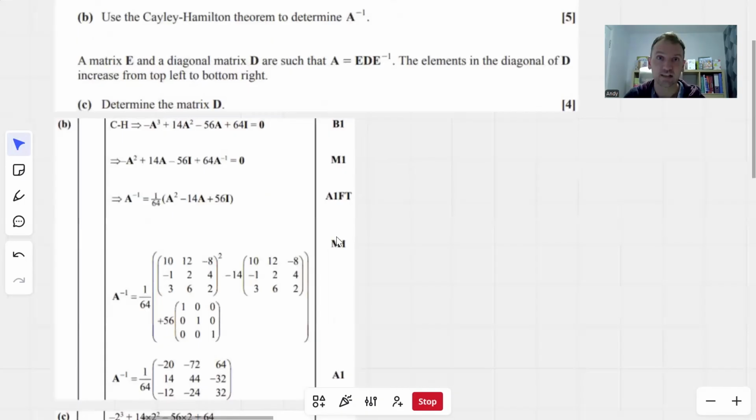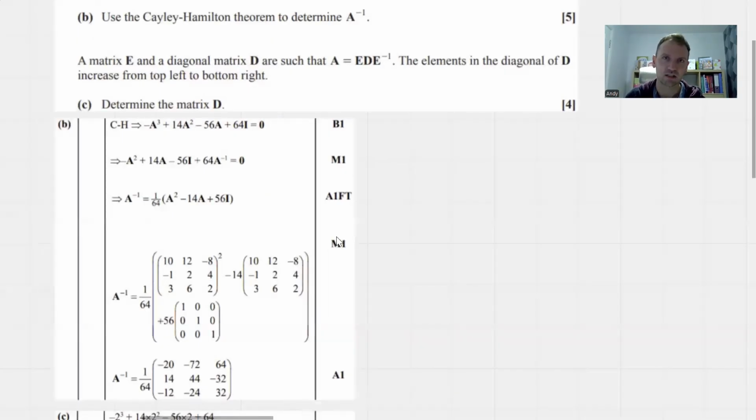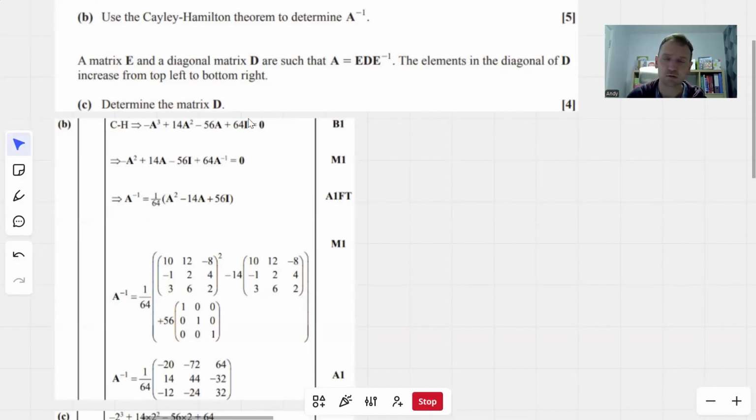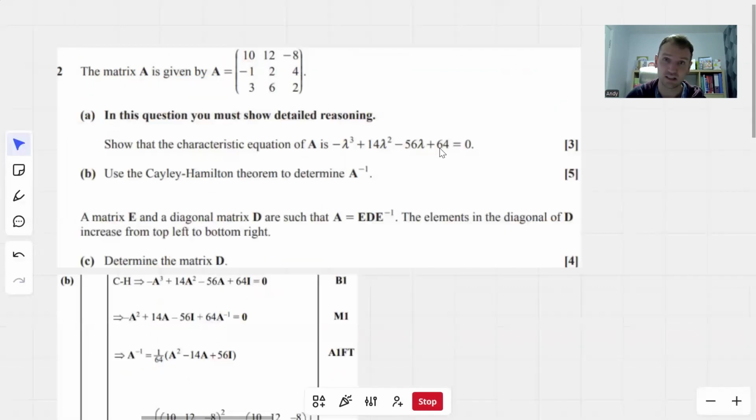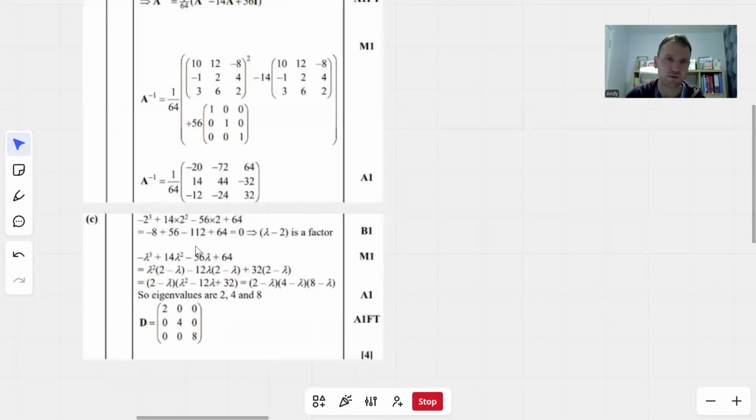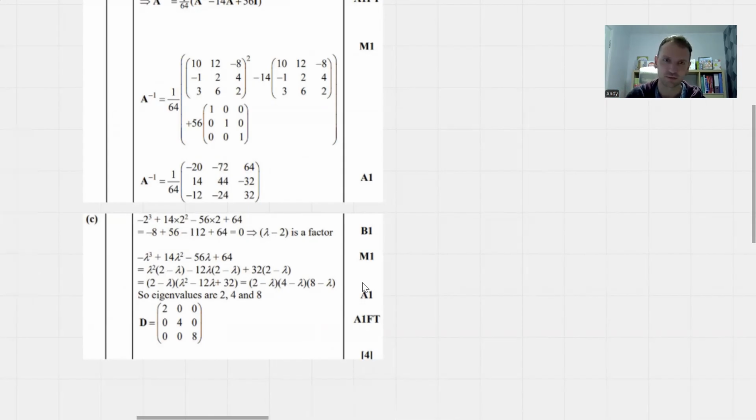Part C, again, is a determine question. And that's really important here because actually, I think part C is relatively easy. We know to get a diagonal matrix, we're trying to find the eigenvalues, and we've already got a characteristic equation. It's this cubic. So once we get the values of lambda, we're largely done. So you need to make sure here you're showing how you're factorizing that cubic. Use your factor theorem, get a factor, factorize it out, get a quadratic and factorize that. Don't just say lambda equals 2, lambda equals 4, lambda equals 8.